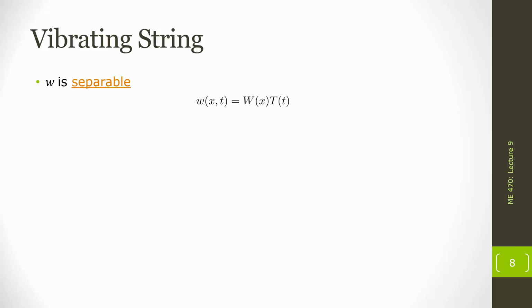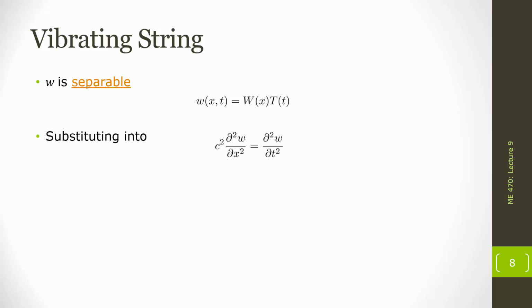But what we can say is that our function w, this displacement, we can write as the product of two functions. We have capital W, which is now only a function of x, and we multiply that by T, which is only a function of time. So because it's separable, we can write our solution w this way as the product of two one-variable functions. So how does this help us?